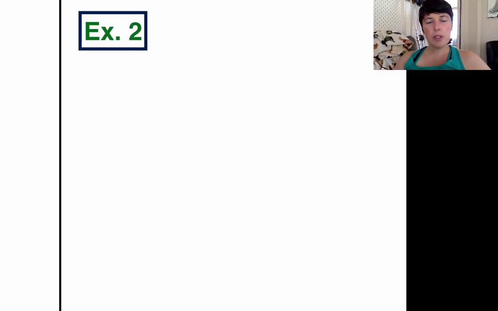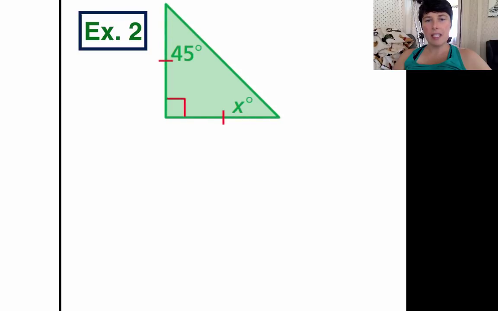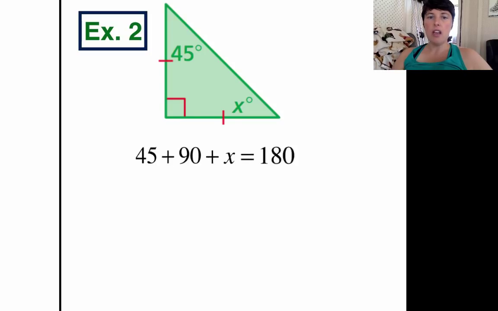So let's try example two. Let's try another problem here. This time, new triangle. It's going to look like this. This is a special triangle. What we know about this triangle is one of the angles measures 45 degrees. In the corner where we see that box, that is a 90-degree angle, a perfect 90. So we got a right angle. And then the last angle is x degrees. And so what we know is if we add all three angles together, we get 180 degrees. So 45 plus 90 plus x is 180.